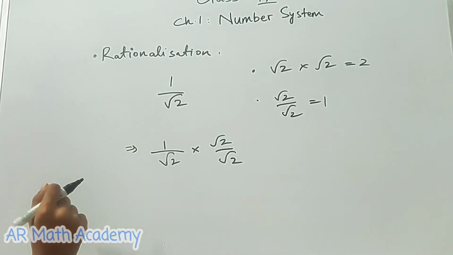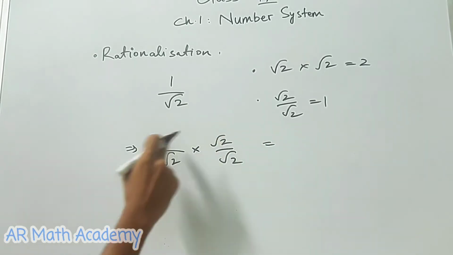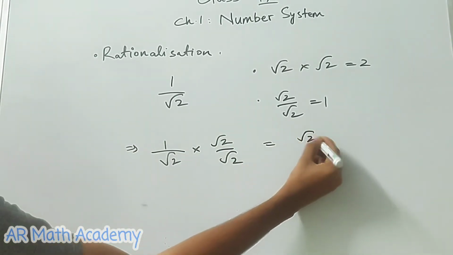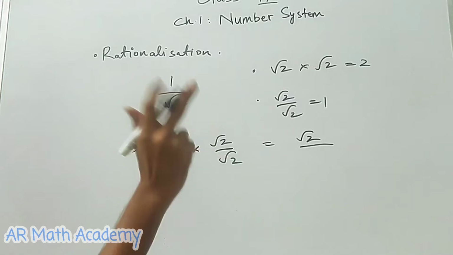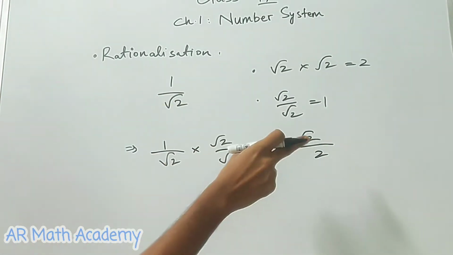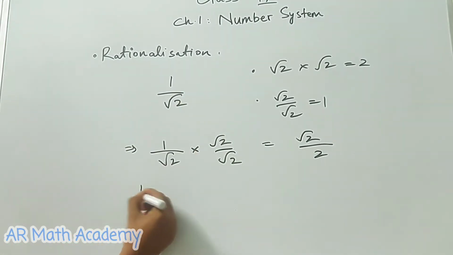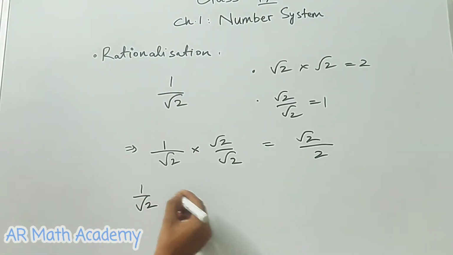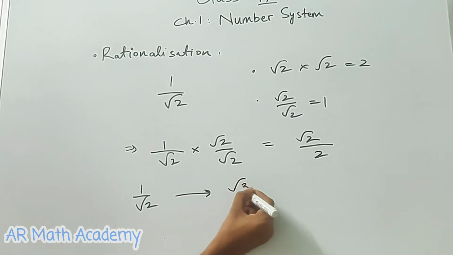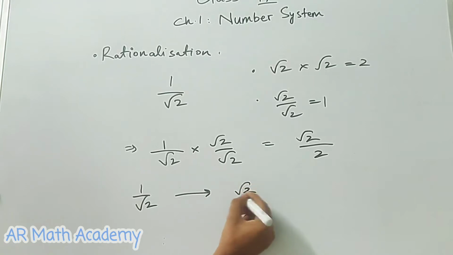So now what we do over here is simply take this root 2 in the numerator. 1 times root 2 is root 2, and in the denominator root 2 times root 2 is 2. So this 1 by root 2 ultimately becomes root 2 by 2. Well, root 2 by 2 and 1 by root 2 have the same value. 1 by root 2 is in turn represented in the form root 2 by 2.